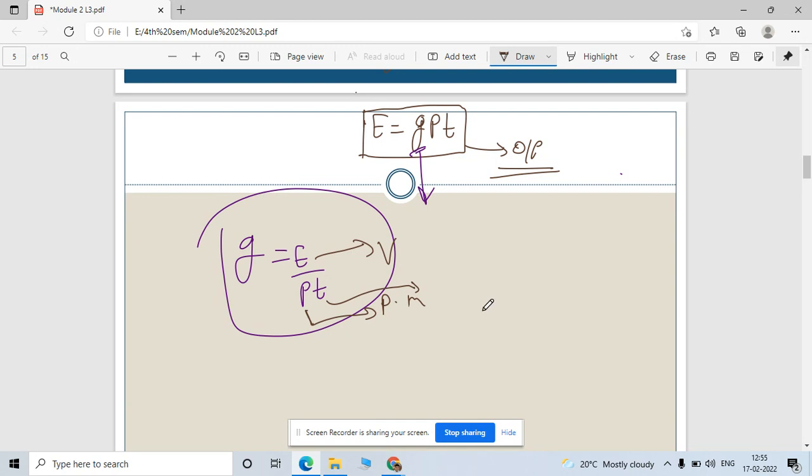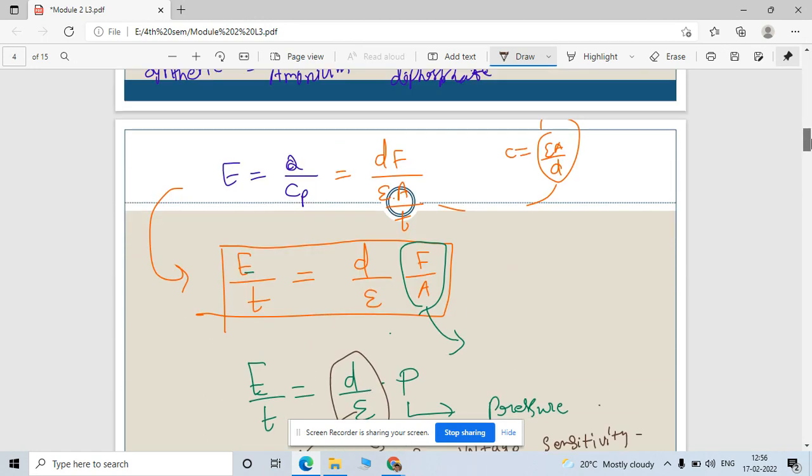Okay, so this is one unit. You can also define this unit in terms of Newton meter. So what is that? Volt per meter divided by Newton. How do we get it from this equation?